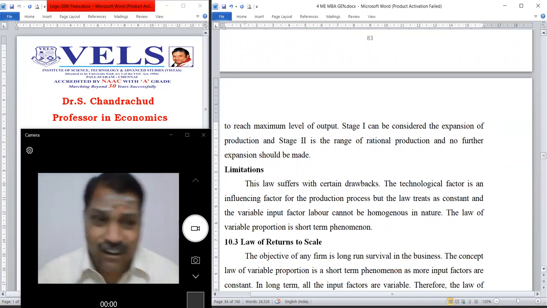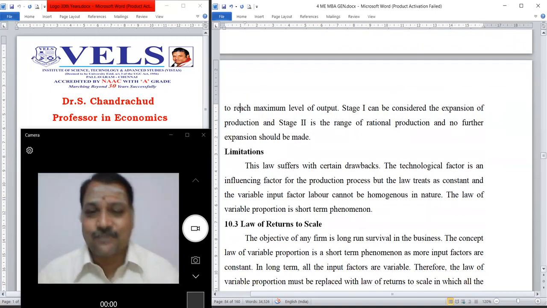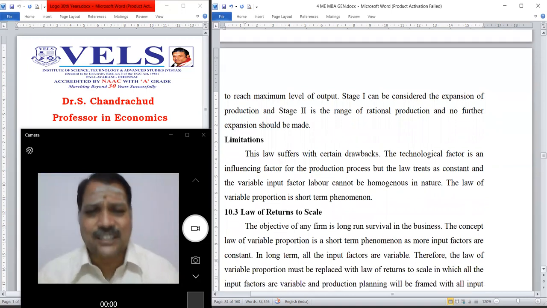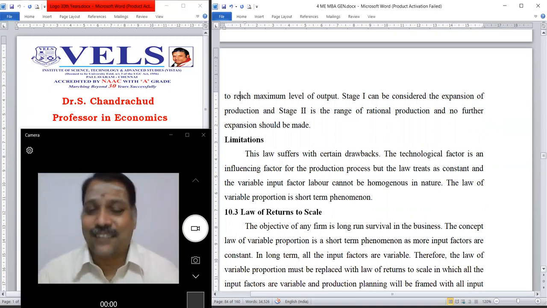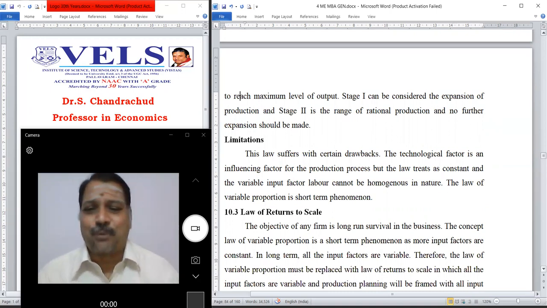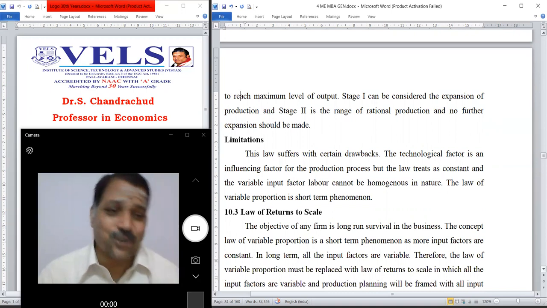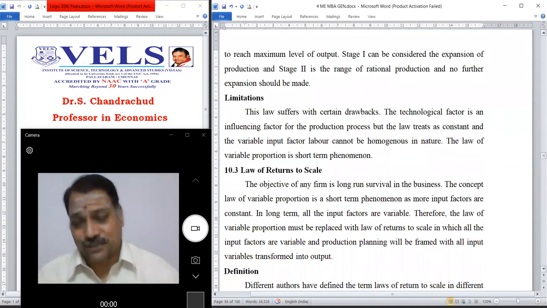This particular law faces certain shortcomings, which we may call limitations. This law suffers from certain drawbacks. The technical factor is not an influencing factor for the production process, as the law treats it as constant. The variable input factor, labor, cannot be homogeneous. And the law of variable proportion is short-term in nature. So these 3 are the limitations of the law of variable proportion.